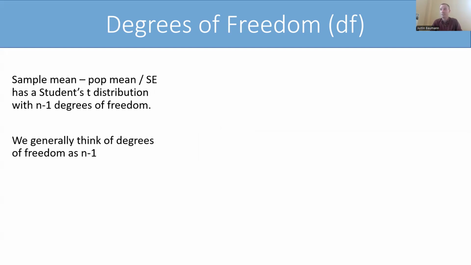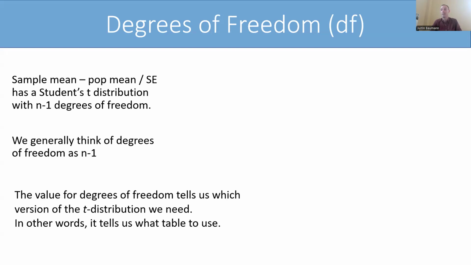So the sample mean minus the population mean divided by the standard error has a Student's t distribution with n minus 1 degrees of freedom. We generally think of degrees of freedom as n minus 1 instead of n, and this is because it's a conservative estimate. The value for degrees of freedom tells us which version of the t distribution we need. In other words, it tells us which table to use, or it tells R which table to use. There are different tables for the t distribution based on degrees of freedom. The reason for that is that different sample sizes give us different probabilities. It slightly modifies our data, slightly modifies our distribution.